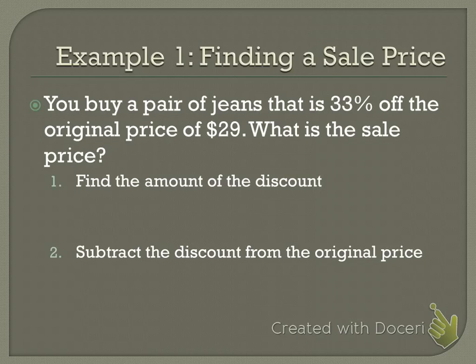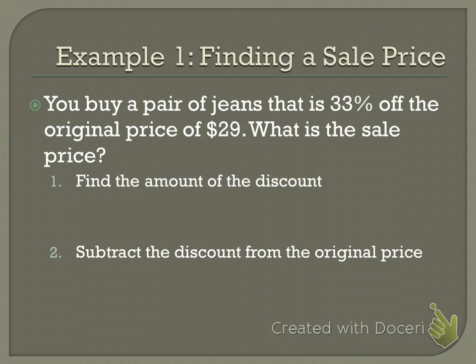Now, in this lesson, what we're just going to start automatically doing is whenever we're dealing with a percentage in a problem, we're just going to change it to a decimal. Remember, you have to change it to a decimal before you can multiply it. So that's something that we've already learned, so we're just going to go ahead and skip to that part in this lesson. Now, in example 1, we're finding a sale price.